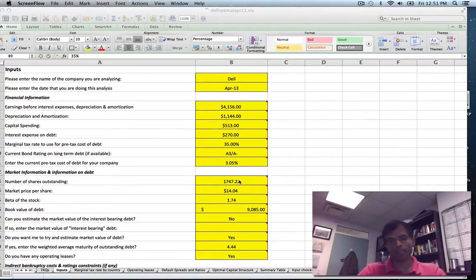So what I thought I'd do is actually take you through my capital structure spreadsheet using Dell as my example to illustrate some of the inputs and also talk a little bit about some of the potential problems you might run into in getting these inputs for your company.